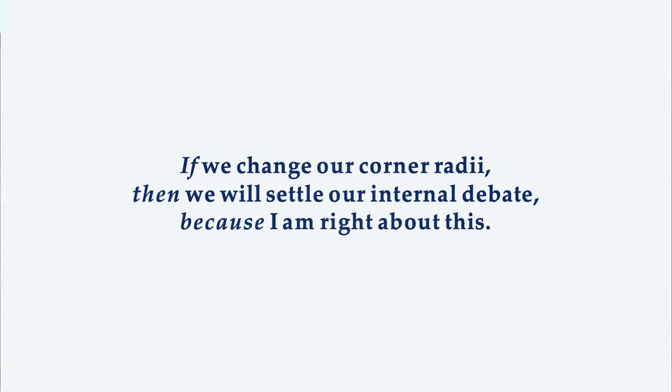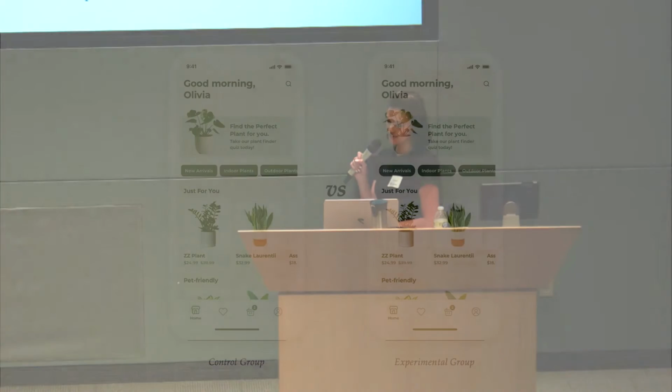So this one, Matt actually kind of joked about this, but it's fine. If we change our corner radii, then we will settle our internal debate, because I, as the designer, am right about this, and everyone knows that corner radii are better. Subjectively, of course. So this one here, our control is on the left, experimental's on the right.